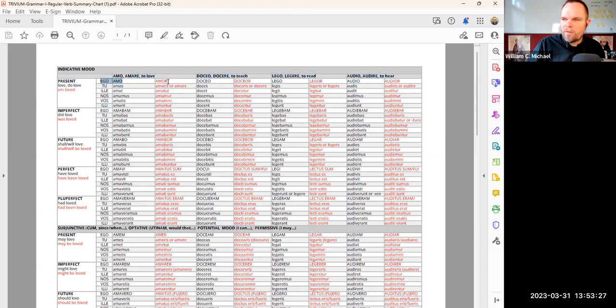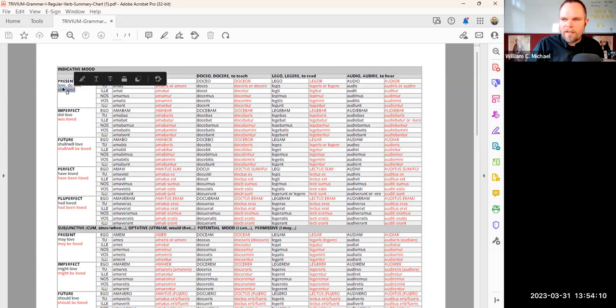So you can see as we go across here, and it's hard for me to highlight this because it's so small, but as we go across here, these are all the first person singular forms. Present tense. Active if it's black, passive if it's red. All the forms for the first person singular. So amo means I love. Amor means I am loved. Doceo, I teach. Doceor, I am taught. Lego, I read. Legor, I am read. I guess a book would say that. Audio, I hear or I listen. Audior, I am heard.